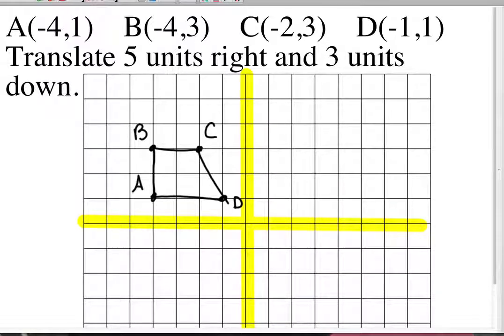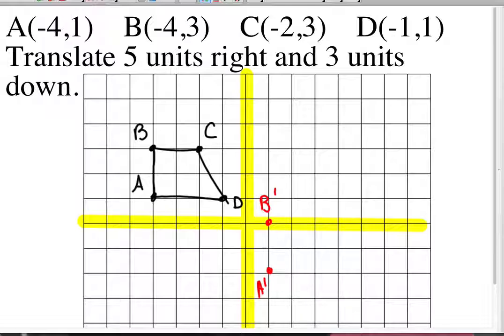Now we're going to slide it, translate it. 5 right, down 3. Everybody goes 5 right. So here goes A. 1, 2, 3, 4, 5, and down 3. 1, 2, 3. It's going to end up down here. A prime. B. 1, 2, 3, 4, 5, down 3. 1, 2, 3. There's B prime.